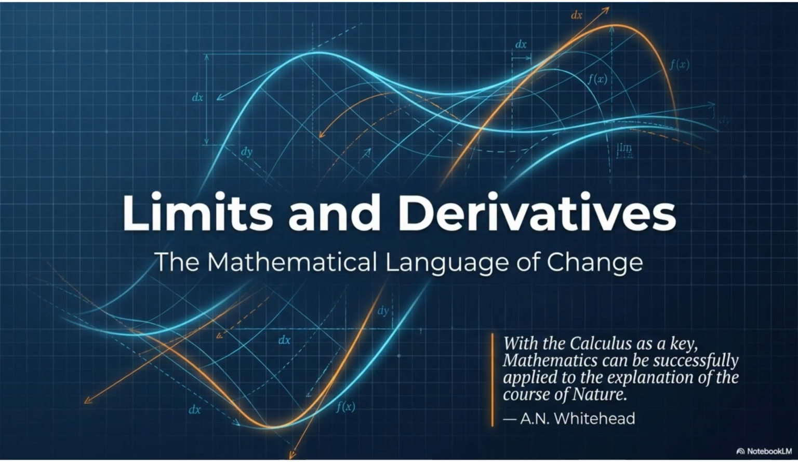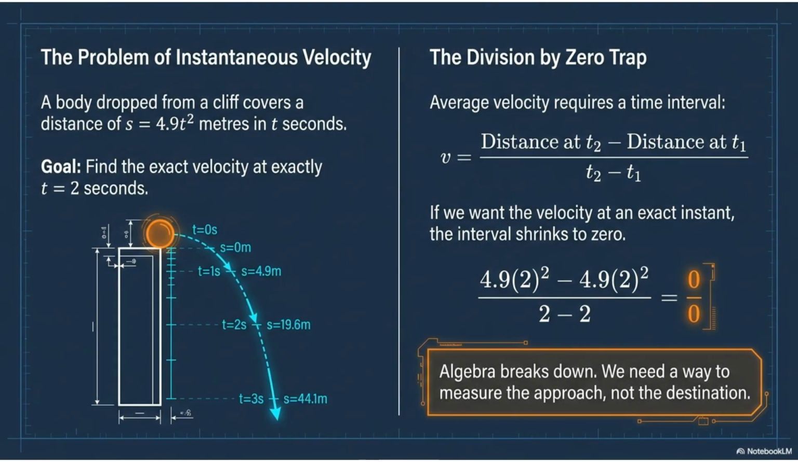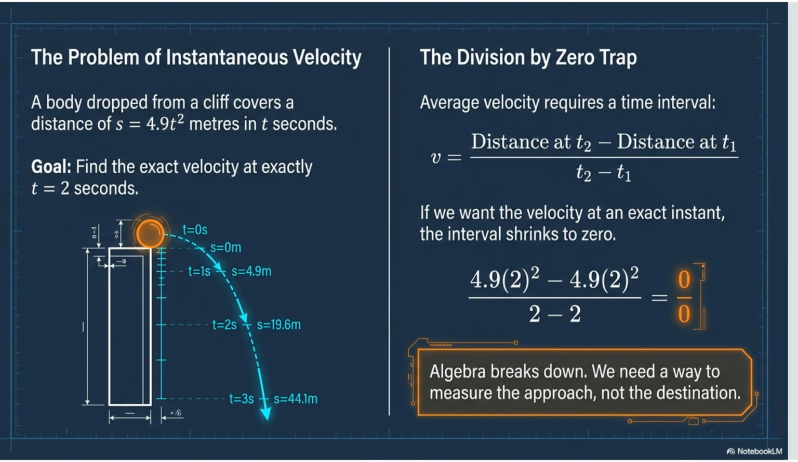Welcome to this video on limits and derivatives, the mathematical language of change. As A.N. Whitehead noted, calculus provides the key to applying mathematics to the study of nature. Imagine trying to find the exact velocity of a falling object at one specific moment. Because velocity is distance over time, calculating it at an instant leads us to divide by zero. We need a new approach to measure the journey, not just the destination.